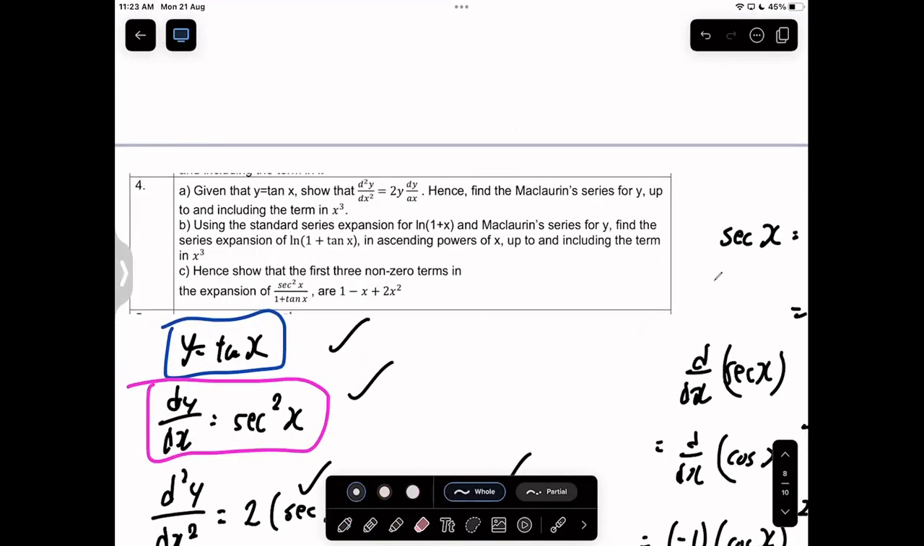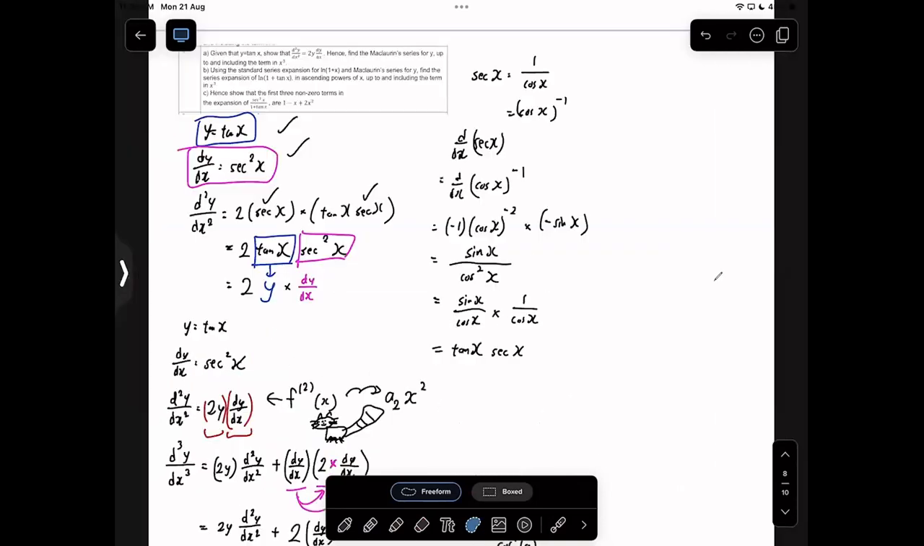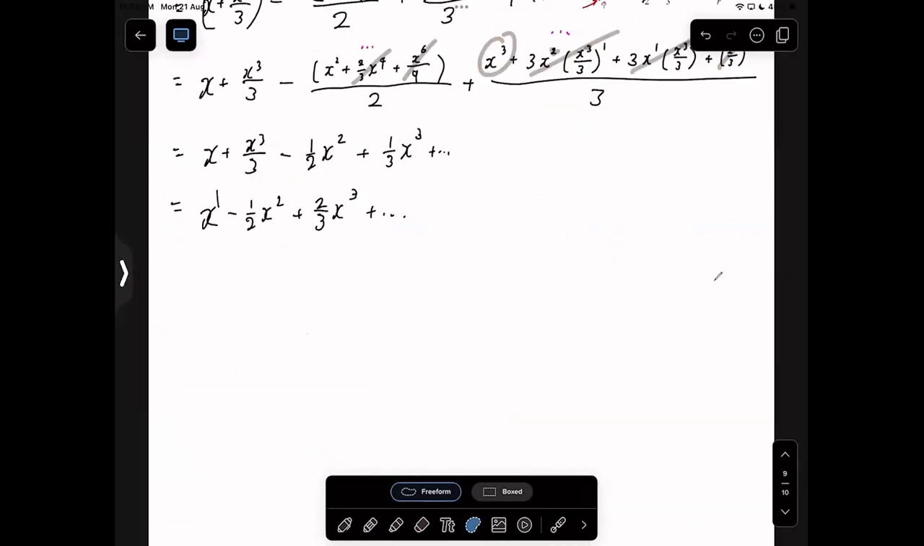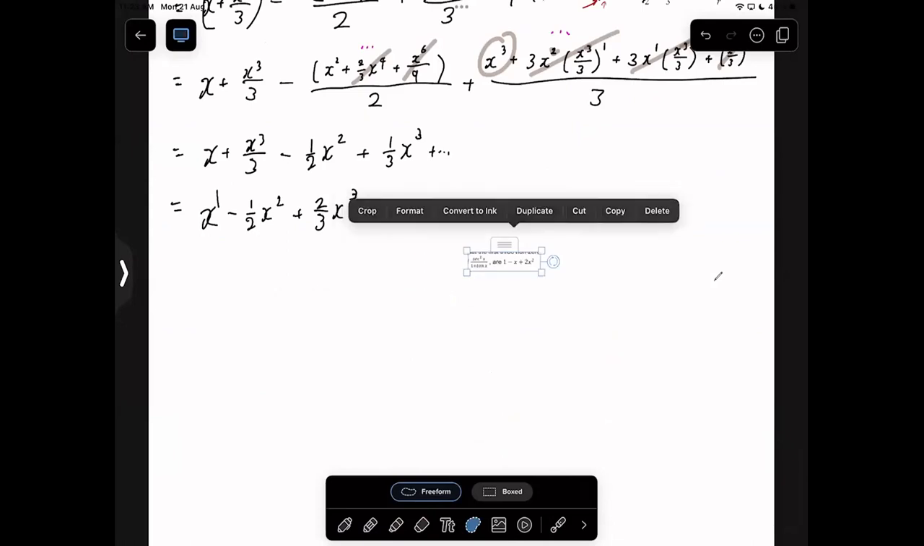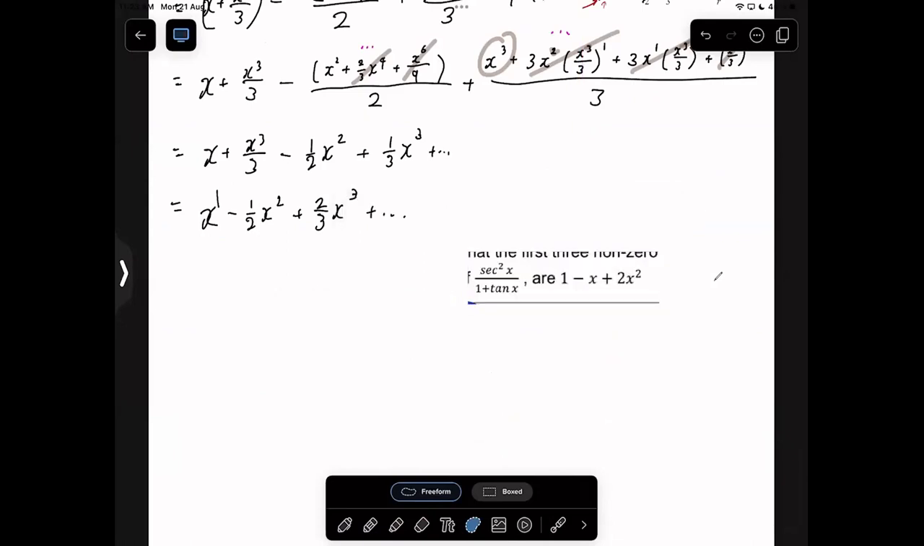Expansion, ascending. Hence, show that the first 3 non-zero terms in the expansion of this guy are 1 minus x plus 2x squared. Huh? What is this? I don't understand. What? Are you telling me to redo f(x) equals secant squared over 1 plus tangent x? Do the whole thing again? Wow, differentiate, equals 0, substitute the formula? Wow, so long-winded. Cannot. This is a hence question.